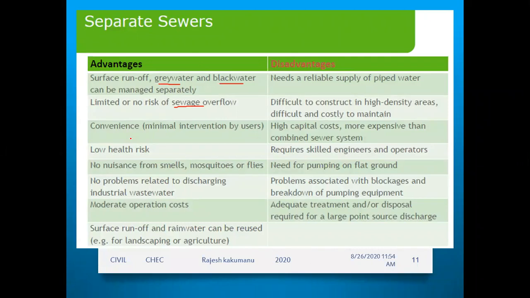Next, no nuisance from smells. In the combined system we get smells. Here you are having no nuisance from the smells, mosquitoes or flies. Need for pumping on flat ground. So whenever we have this type of system with no smell, no mosquitoes and no flies, automatically the maintenance of pumping will be more.